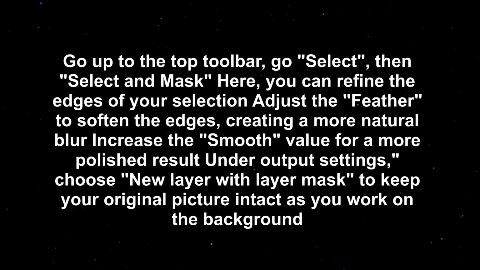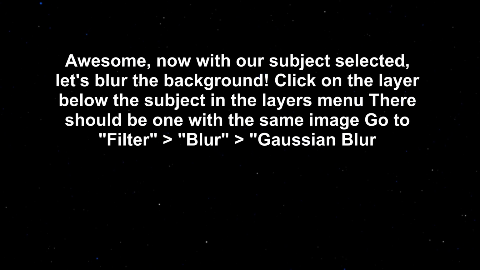Go up to the top toolbar, go Select, then Select and Mask. Here, you can refine the edges of your selection. Adjust the feather to soften the edges, creating a more natural blur. Increase the smooth value for a more polished result. Under Output Settings, choose New Layer with Layer Mask to keep your original picture intact as you work on the background. Awesome! Now with our subject selected, let's blur the background.